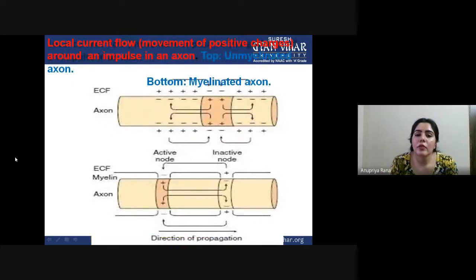You can also see, as I already talked about, this is a myelinated axon, and it has this polarization inside and outside the cell. The positive charges are present on the outer side, and the opposite negative charges are present on the inner side.